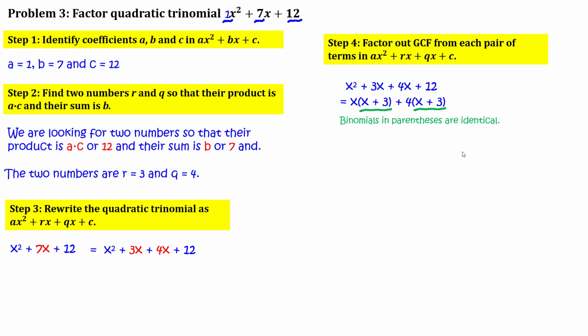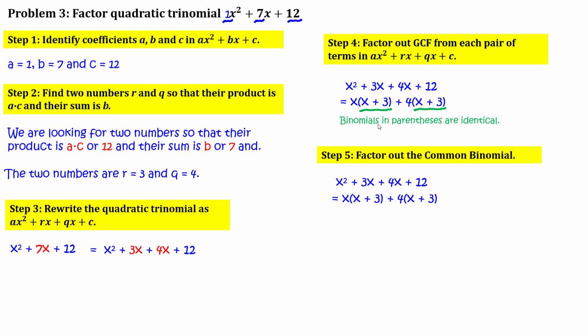And I'm just going to check to make sure the stuff inside the parentheses is the same, and it is. It's x plus 3 in each case. All right, step 5, I'm going to write out the results of the previous two steps, and I'm going to factor out the common binomial, the x plus 3. So x plus 3 gets factored out and written in parentheses, and then x and 4 gets written in parentheses and multiplied as well.